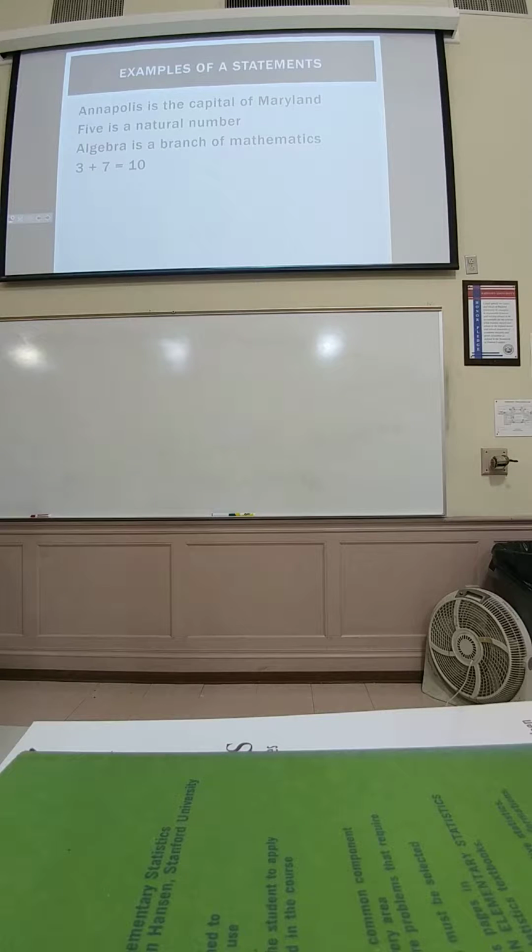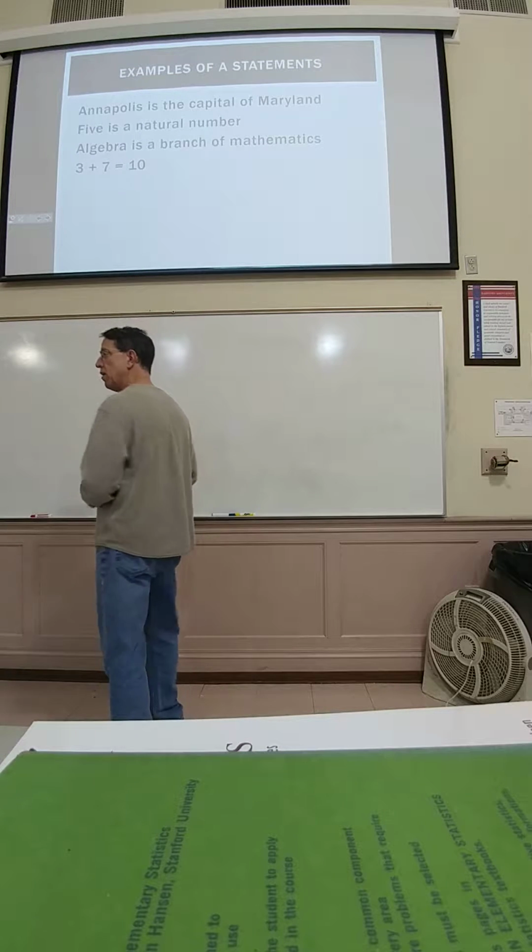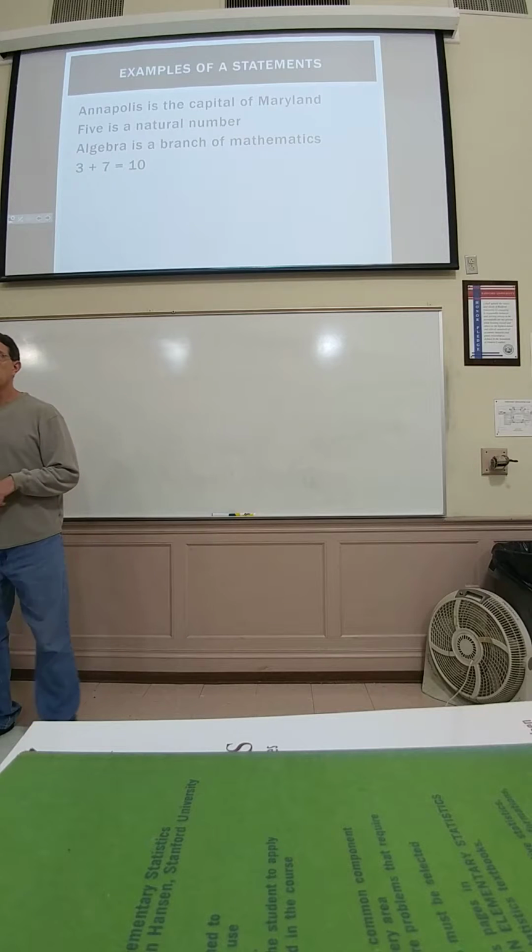5 is a natural number. I can say that's true or false. Algebra is a branch of mathematics. And you can even do symbols. So like 3 plus 7 equals 10. You can say that's true or false. So those are all statements.